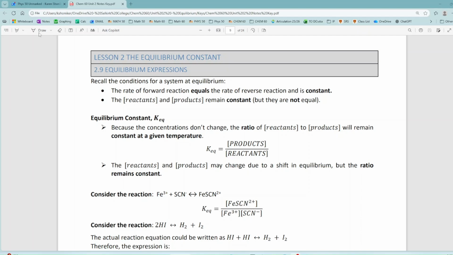All right, lesson 2, let's get mathy. So now what we're going to do is move on to doing some calculations about equilibrium. So remember, there are conditions for a system to be at equilibrium.